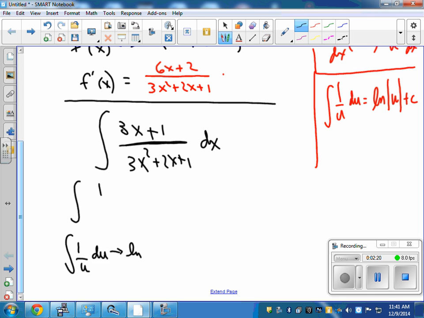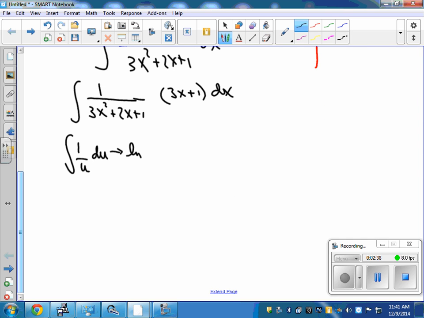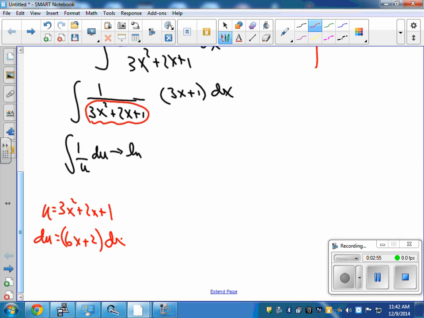So I'm going to write this as 1 over 3x squared plus 2x plus 1. And I'll put the 3x plus 1 off to the side with the dx. So basically taking this and moving it to the back, so I have 1 over u. Now, do I have 1 over u du? And you should be pretty clear that you don't. This is my u term. And so just off to the side, u is 3x squared plus 2x plus 1. The derivative would be 6x plus 2 dx. And I don't have 6x plus 2.